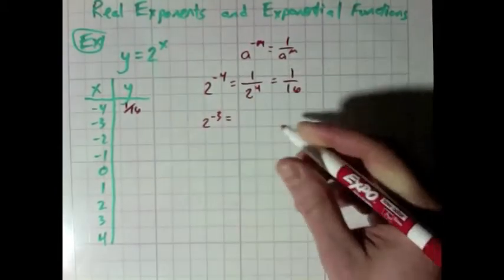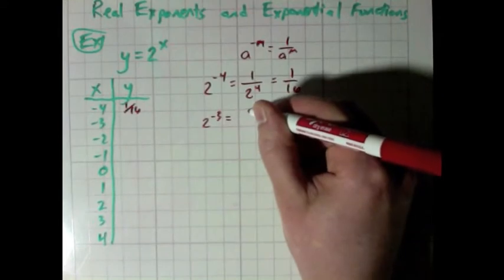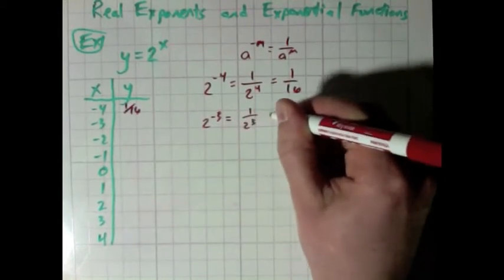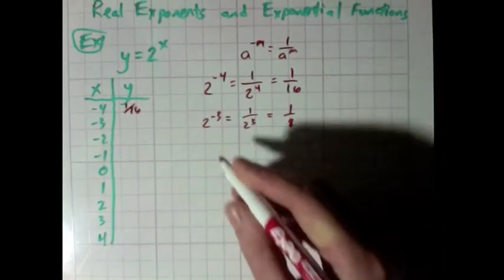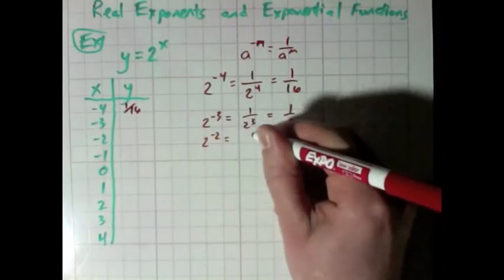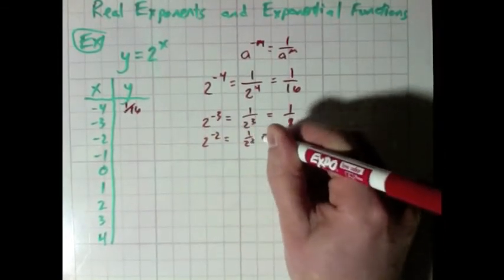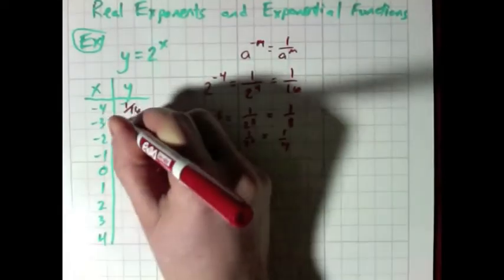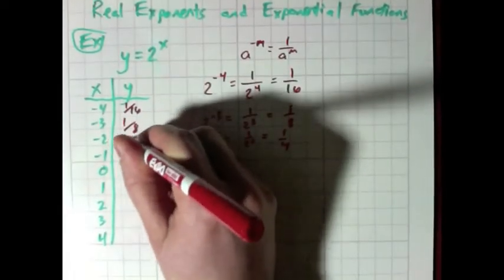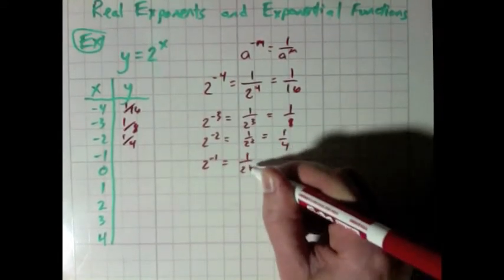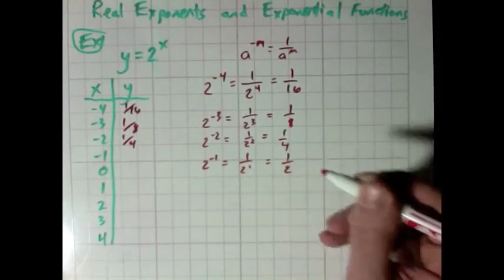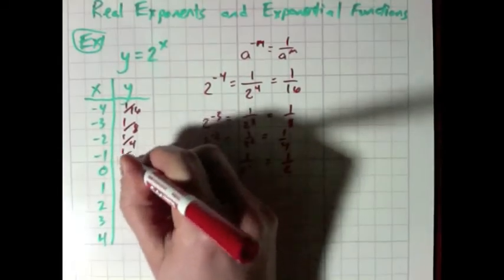Similar things happen for the other negative exponents, so 2 to the -3 is 1 over 2 to the 3rd, which is equal to 1 over 8, or an eighth. 2 to the -2 would be 1 over 2 squared, or 1/4. So we have 1/8, 1/4. 2 to the -1 is just 1 over 2 to the 1st, which is simply 1/2.